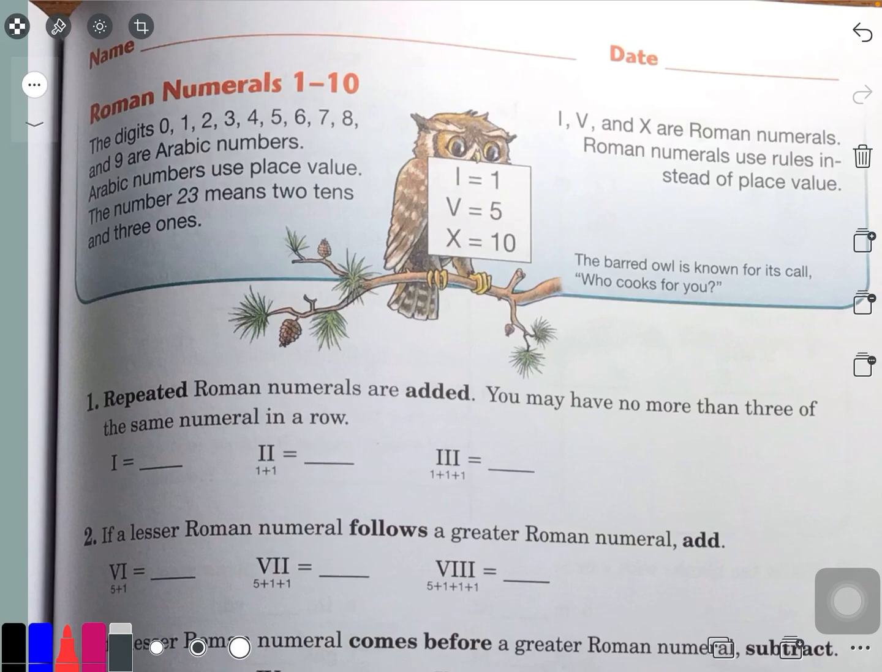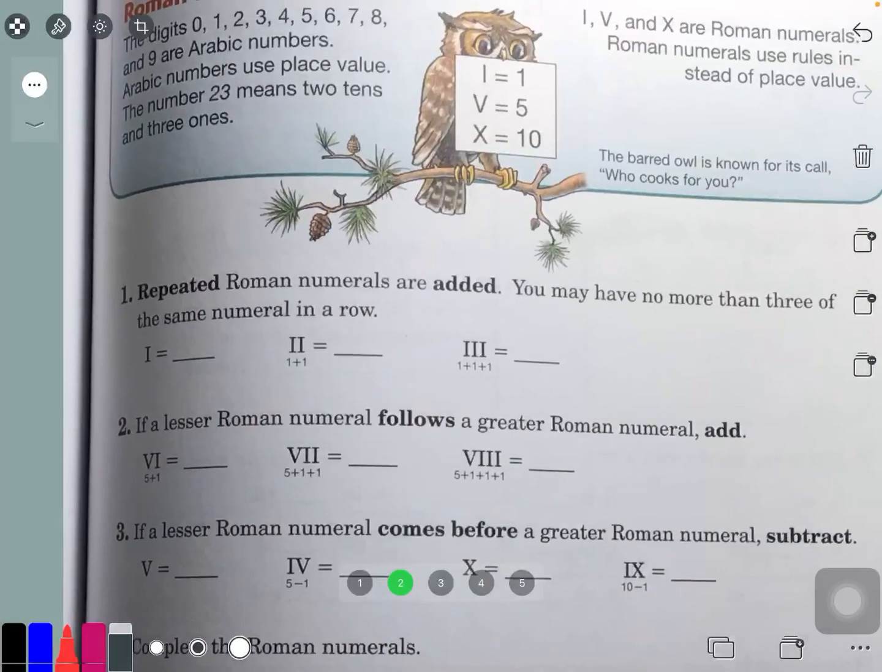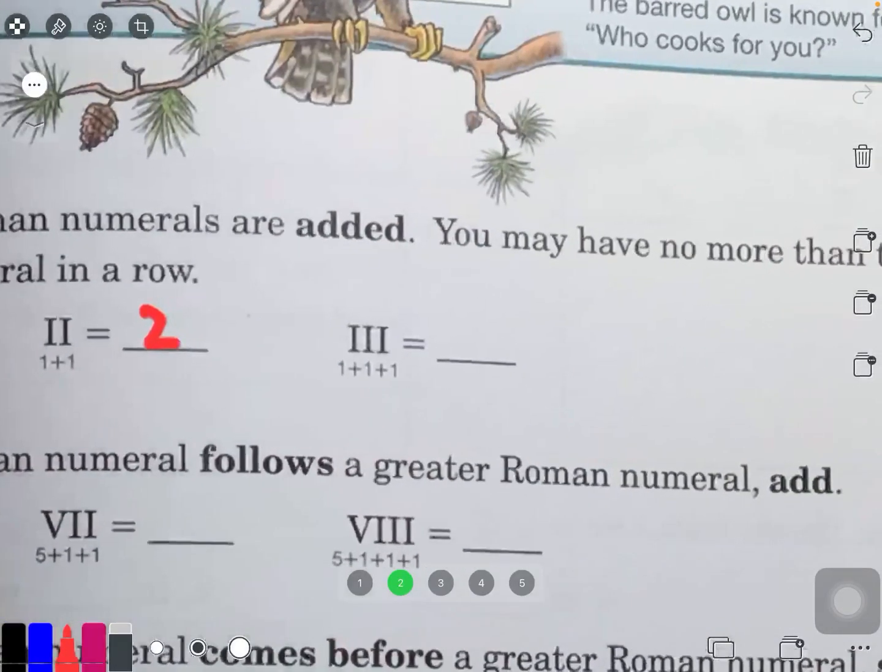Okay. I, V, and X are Roman numerals. Roman numerals use rules instead of place values. Oh, all right. So let's look at the first one. Repeated Roman numerals are added. So if you see something that's repeated, like the I, that means you're adding them. So this is 1, obviously. This is 1 plus 1, which is 2. And this one is 1 plus 1 plus 1, which is 3.